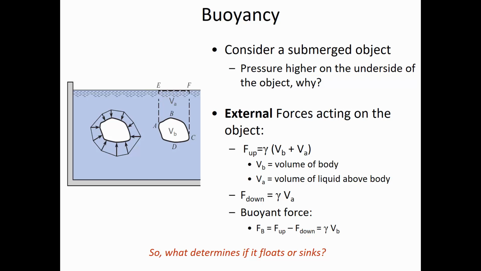Ignoring surface tension, what determines whether something floats or whether it sinks? Its density, yeah. So if its density is less than the density of water, then it will float. If we want to think about it in terms of buoyant forces, if the buoyant forces are greater than the weight of the object, then it will float. If the buoyant forces are less, then it will sink.